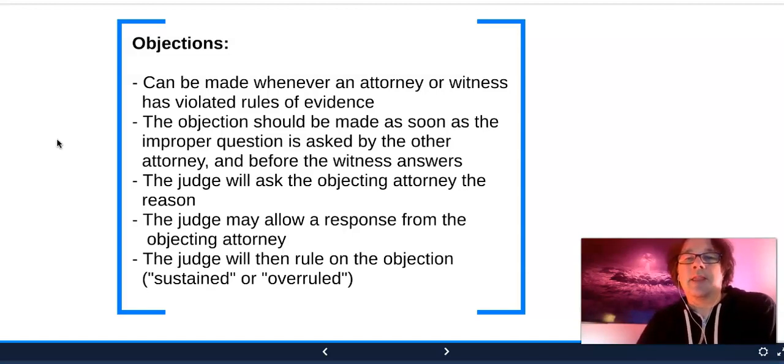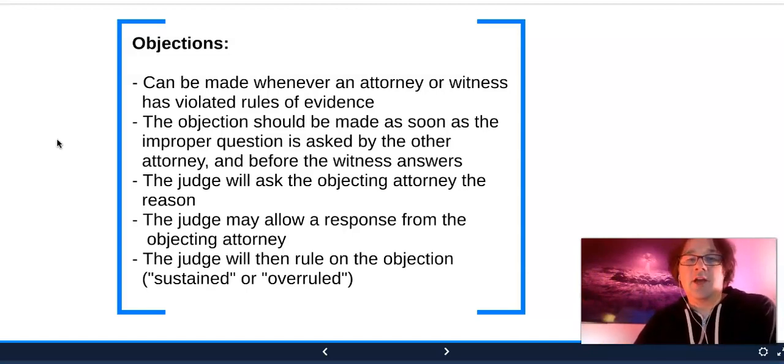Typically, it depends. Somebody might say, "Objection, Your Honor," and then the judge might say, "What is your reason for objecting?" And they might respond by saying, "Leading the witness," or sometimes the attorney might just say, "Objection, Your Honor, leading the witness," right? It kind of just depends on the judge, depends on the culture of that courtroom, let's say.